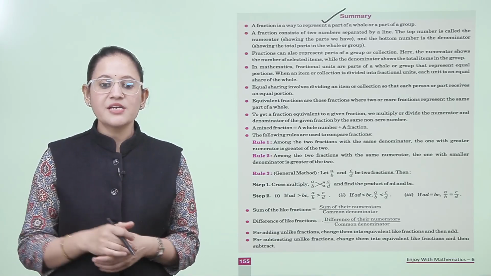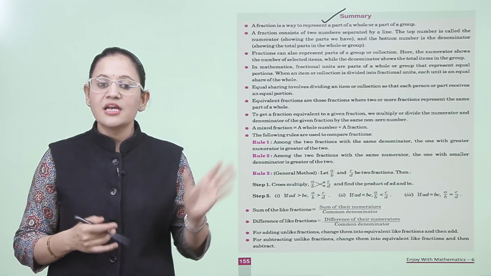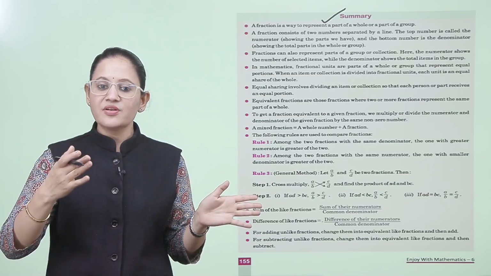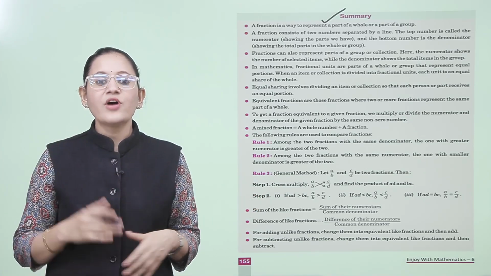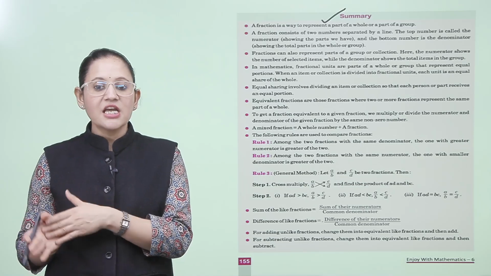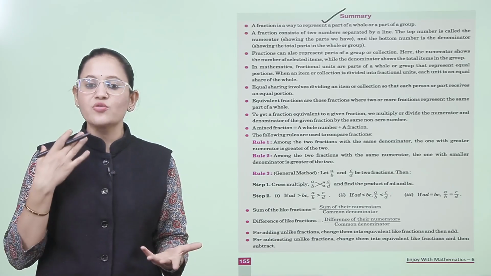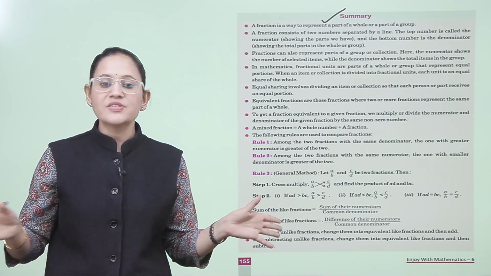Sum of like fractions equals the sum of their numerators upon the common denominator. Difference of like fractions is the difference of their numerators upon the common denominator. For adding unlike fractions, change them into equivalent like fractions and then add. For subtracting unlike fractions, it is the same. First we have to change them into equivalent like fractions and then we will subtract.